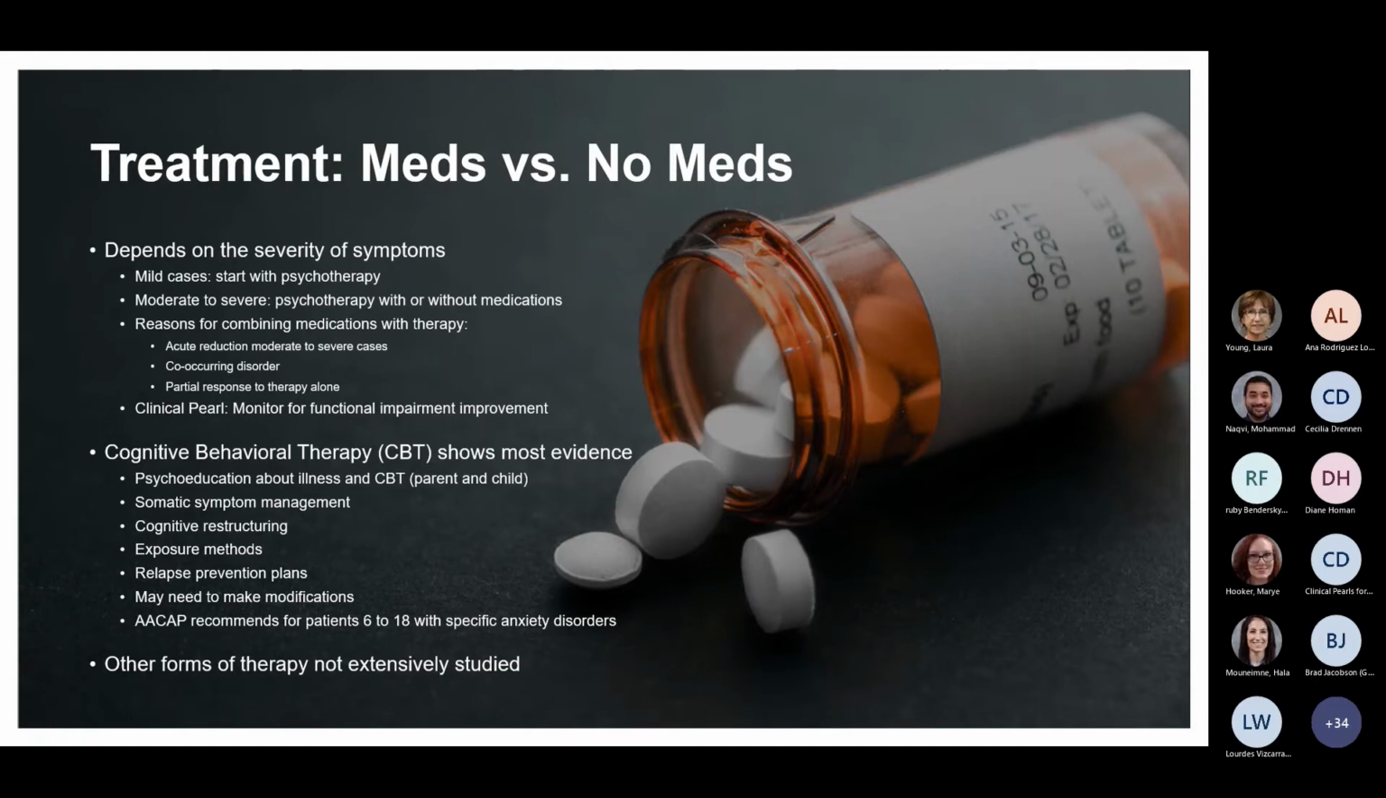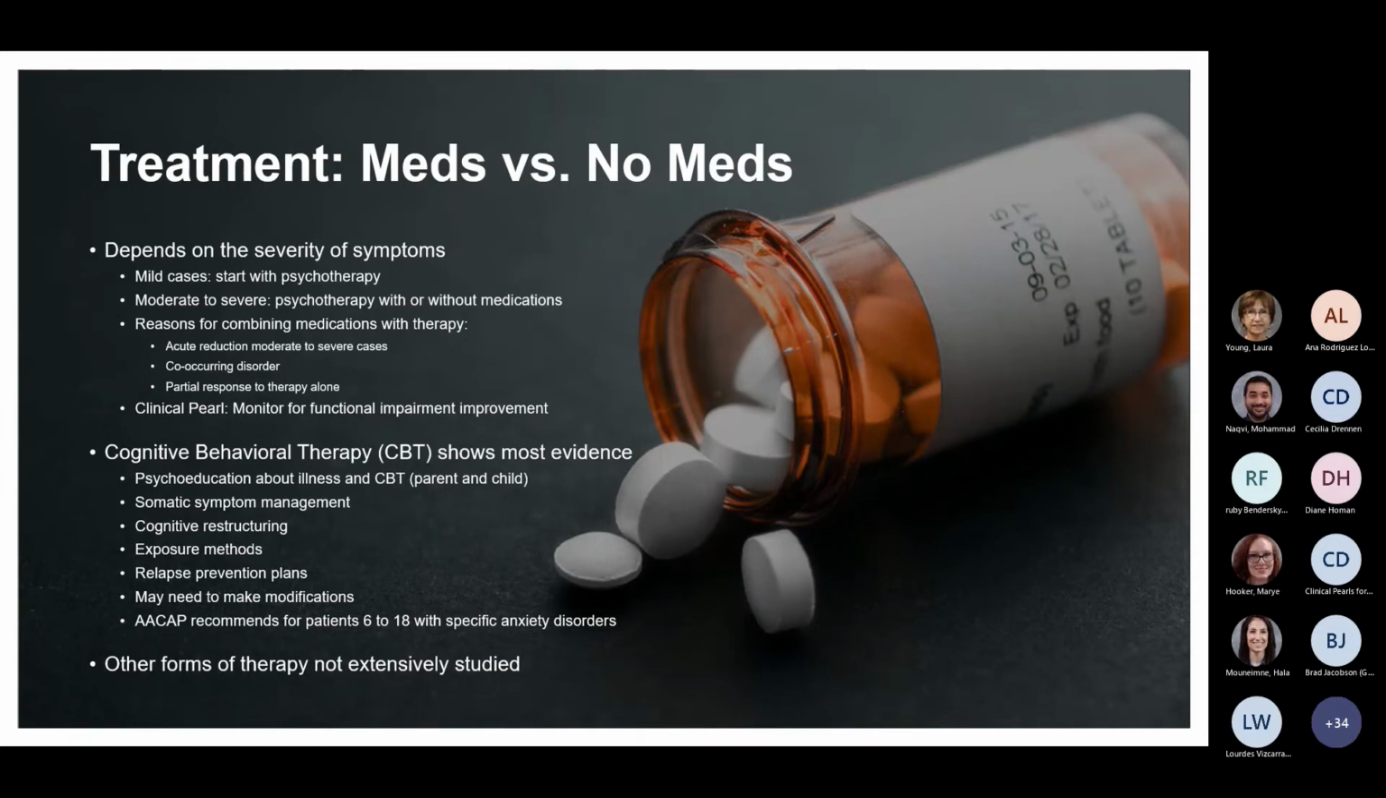You can get an acute reduction in symptoms in moderate to severe cases. You may have a co-occurring disorder which requires medication treatment, and that's why you want to utilize medications with therapy. And then a patient may have a partial response to therapy alone, and so that may be a reason that you want to combine medications with therapy.